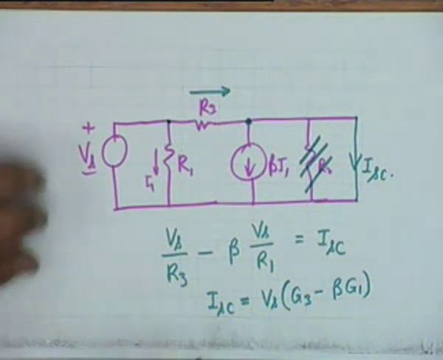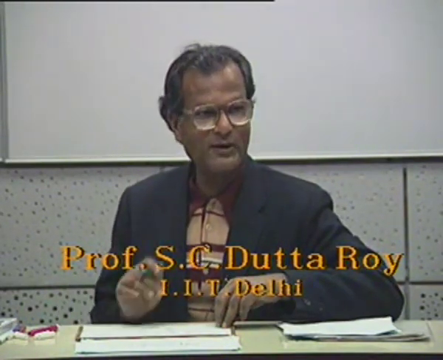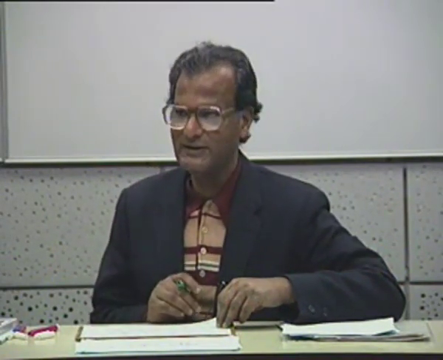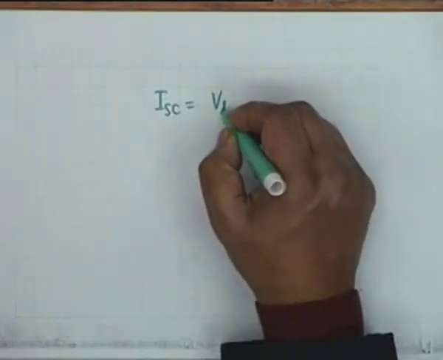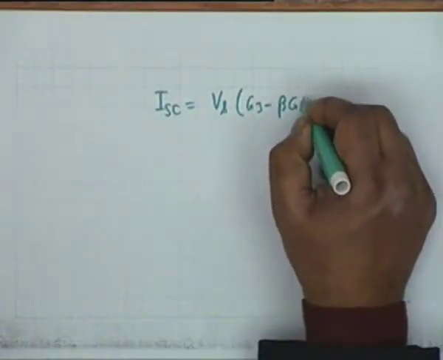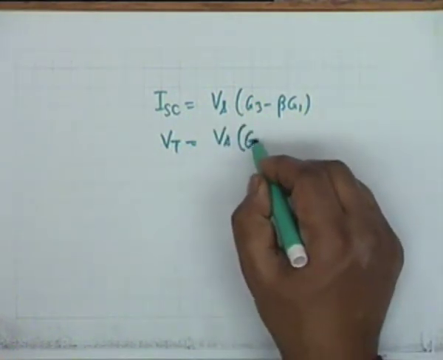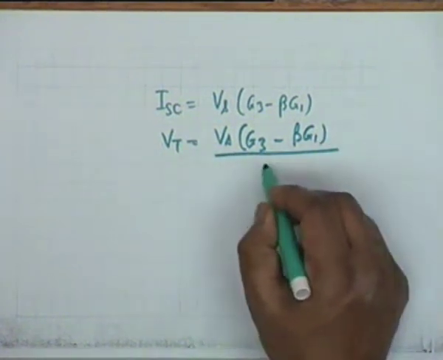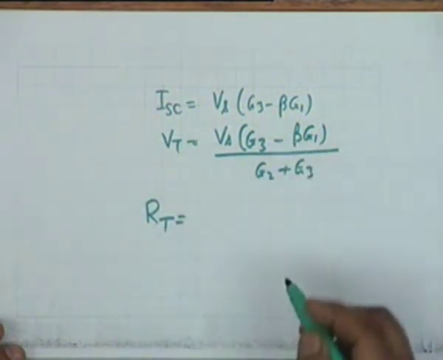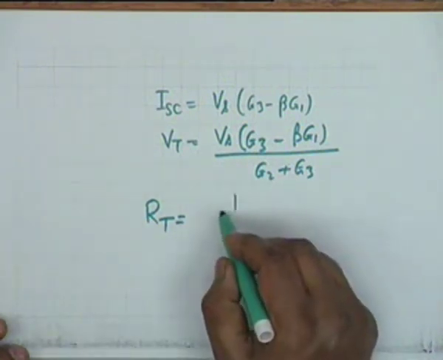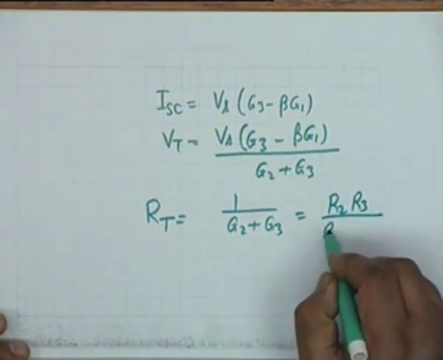This is ISC. Let's collect our equations. Is there any question here, this calculation? All we did was common sense. One application of KCL and the other is common sense, nothing else. We found out ISC. Let's write our equations again. ISC is Vs G3 minus beta G1. And what was Vt? Vt was Vs G3 minus beta G1 divided by G2 plus G3. And by definition, Rt shall be the ratio of the two. What does the ratio give? 1 over G2 plus G3, which is precisely equal to R2 R3 divided by R2 plus R3.